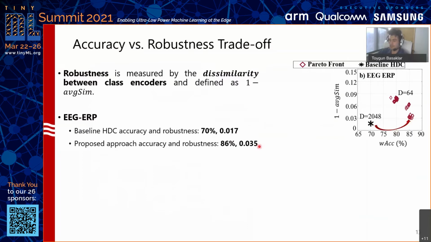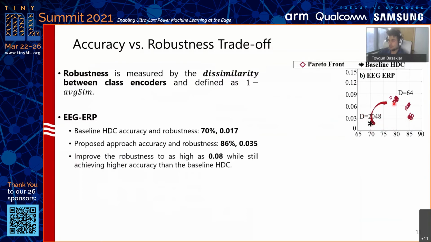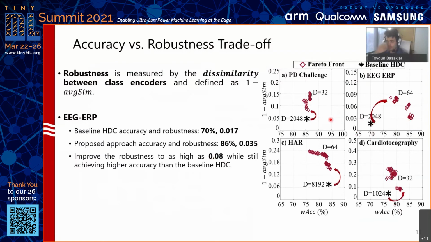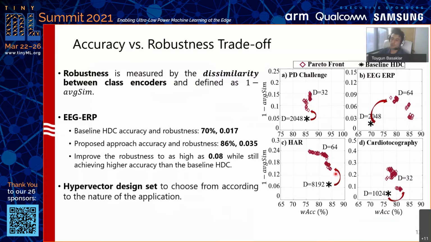and it can also trade off the accuracy to improve the robustness to as high as 0.08, while still achieving higher accuracy than the baseline HTC, as can be seen here. Similarly, the proposed approach improves the accuracy and the robustness for other datasets too. In summary, our approach provides a set of hypervector designs to choose from according to the nature of the application.